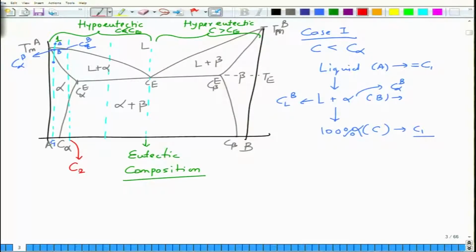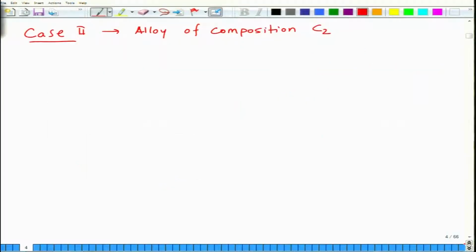So, C2 is an alloy whose composition is higher than C_alpha, which is at low temperature or room temperature in many cases, but lower than C_alpha^E at eutectic temperature. So, that is the condition.